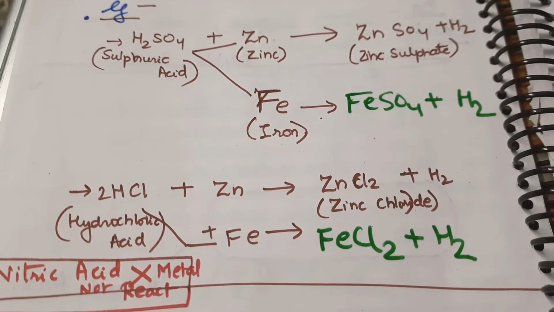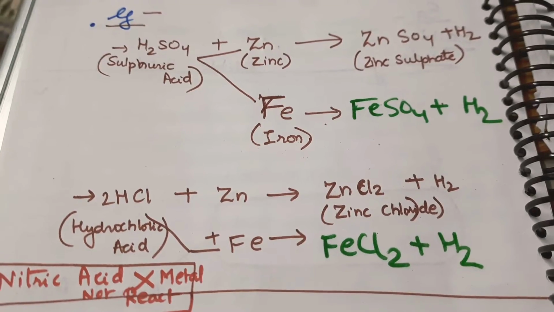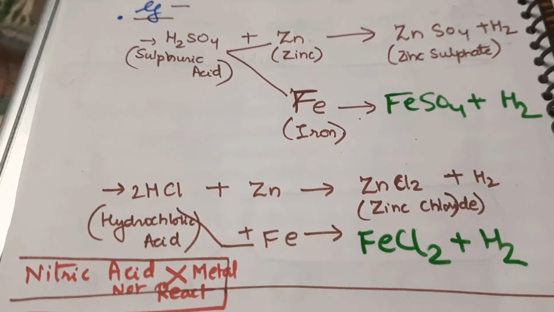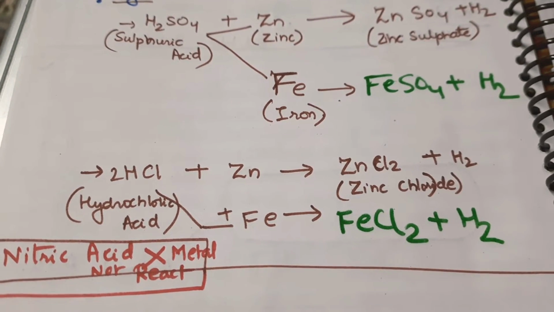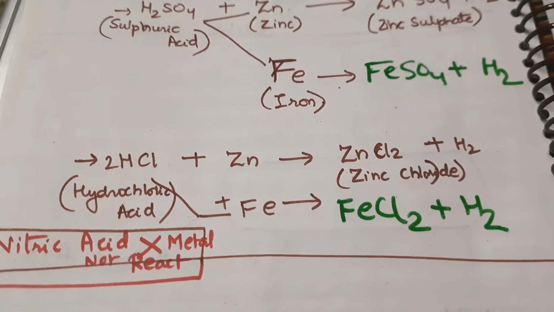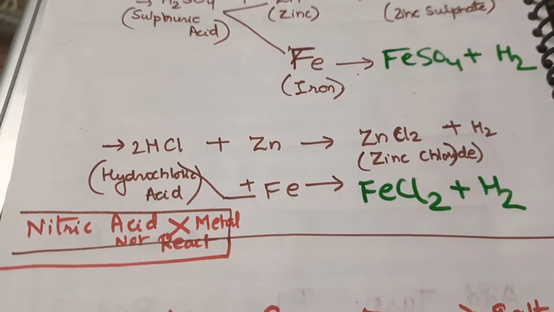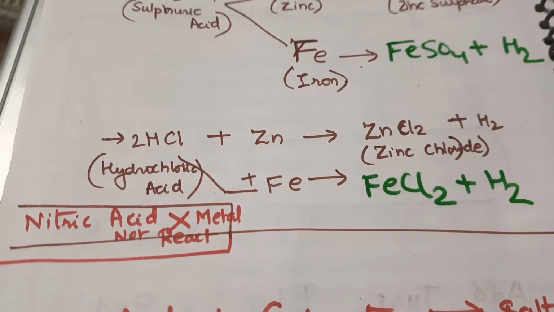When zinc reacts with HCl, hydrochloric acid, it will form ZnCl2, that is zinc chloride, plus H2, that is hydrogen gas. When ferrous reacts with hydrochloric acid, it will form ferrous chloride plus hydrogen gas. And note, nitric acid does not react with metal.